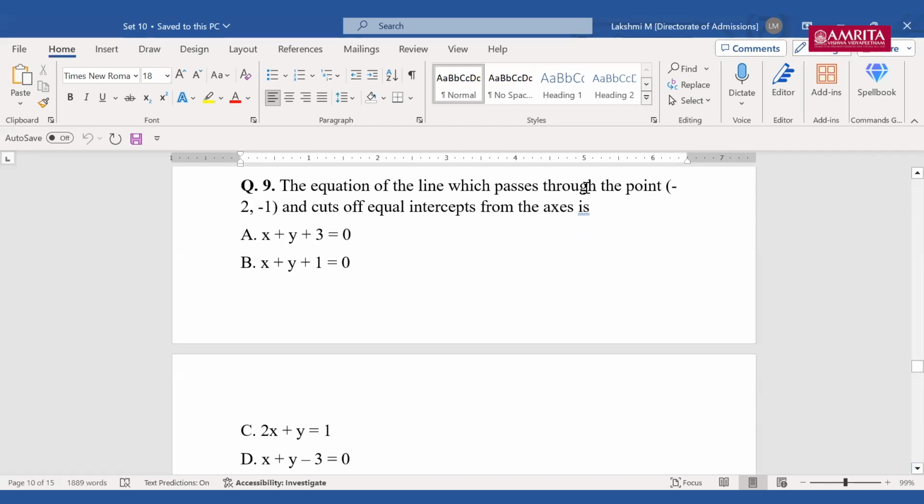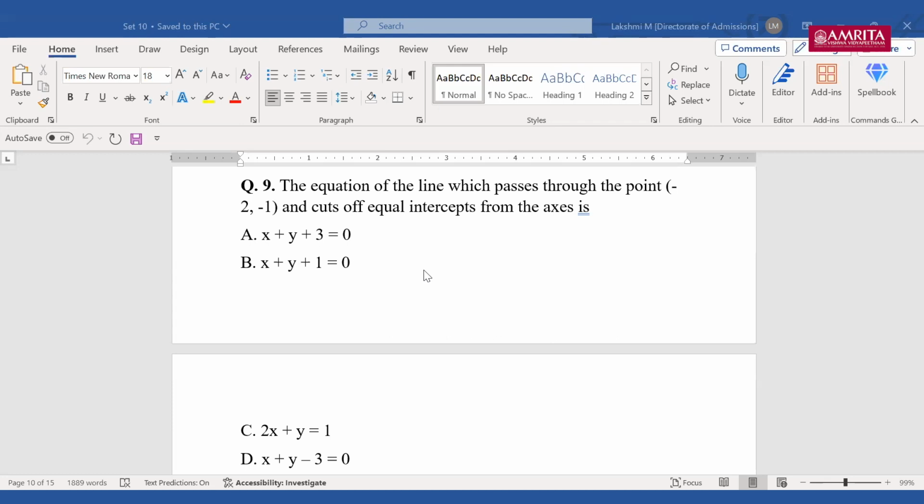The equation of the line which passes through the point -2, -1 and cuts off equal intercepts from the axes. The options are x plus y plus 3 equal to 0, x plus y plus 1 equal to 0, 2x plus y equal to 1, and x plus y minus 3 equal to 0. I think the majority is voting for option A.